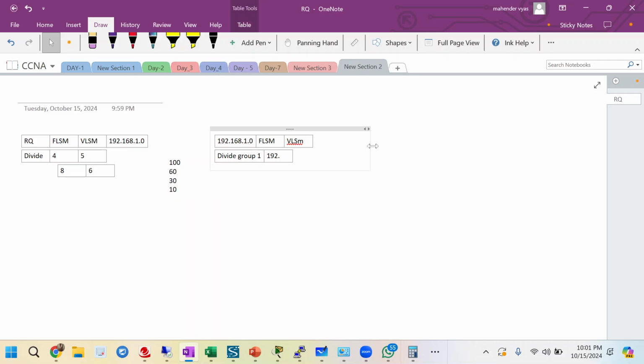But if I use the FLSM method, what will I get? I will get all the same sizes only, right? I cannot do 100 users, or I cannot do 60 users. Either I can do 128 users, or else let's divide in this way: 60, 60, 30, 30. I'll divide into 4 groups: 192.168.